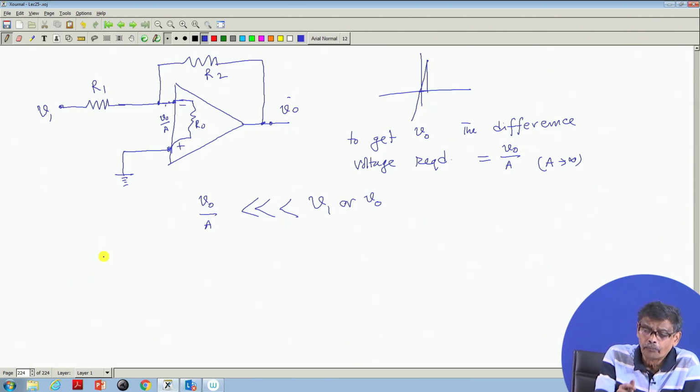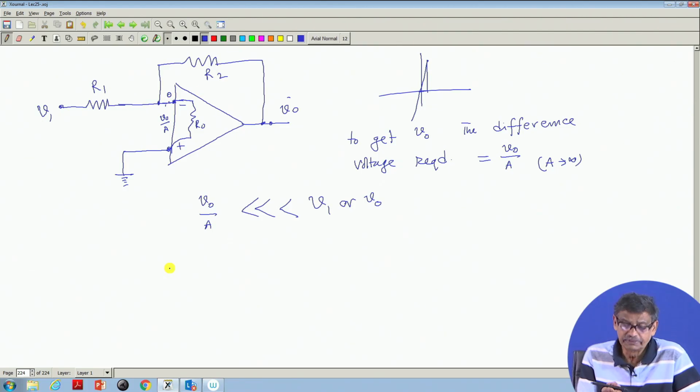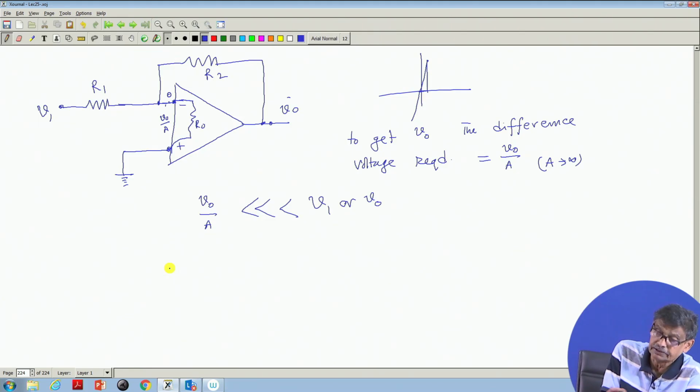So, when the op amps are used in this sort of negative feedback, one conclusion is that the potential difference between this point and this point will be 0. That is, the potential of this point and this point can be considered the same, and this potential is 0. Therefore, this potential can also be assumed to be 0, and it is then called a virtual ground. Now, let me do one step, then you will understand and we will discuss it further.